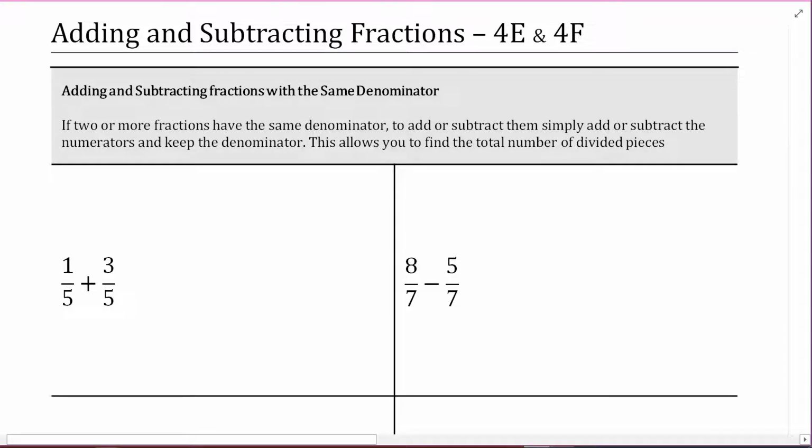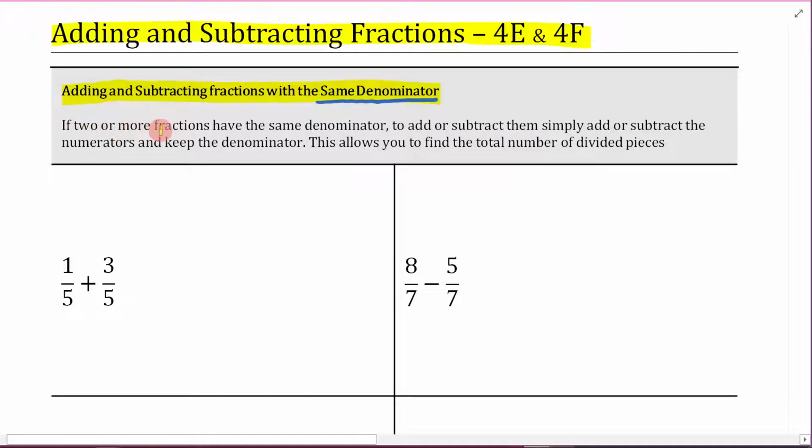Welcome. So in this lesson, we're going to be talking about adding and subtracting fractions, which is exercise 4E and 4F. So we're going to begin by adding and subtracting fractions with the same denominator. So the key point here is that we're adding and subtracting fractions with the same denominator. So let's read the instructions of how we go about this.